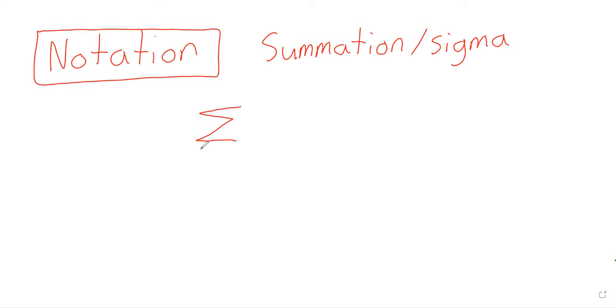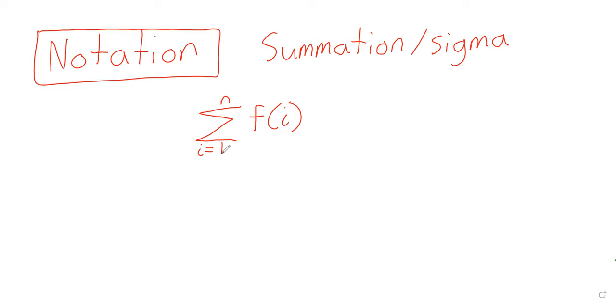Down here, I'll write I equals, let me put 1 for now. And up here, I'm going to put an N. And over here, we're going to have I in some capacity.